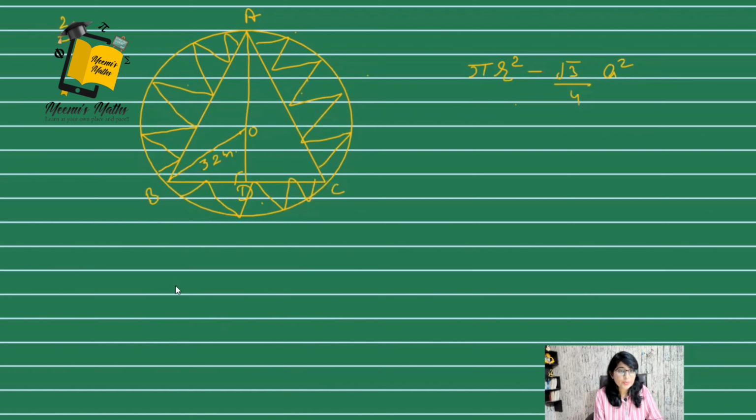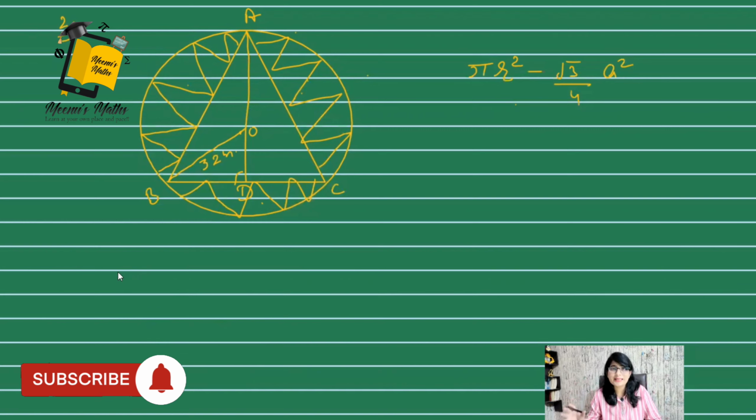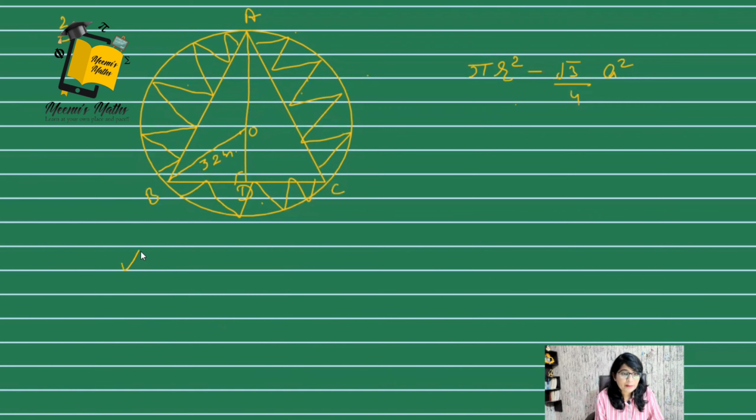Now, listen to me very carefully. I am saying in an equilateral triangle, the radius AO is 2 by 3 of this median. Radius is 2/3 part of median. Please keep it in your mind. Radius is 2/3 part of median. So what is going to happen from here?